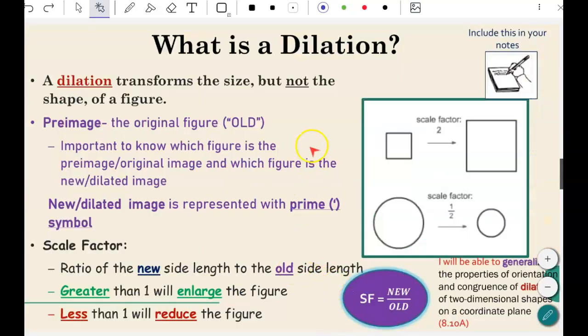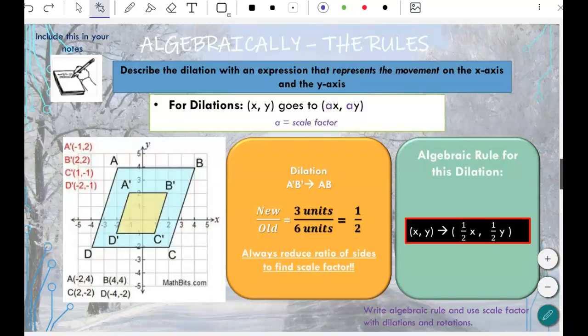So here we go. This is a review. Hopefully you remember this from yesterday's lesson or the previous lesson, so you should have this in your notes already. I'm not going to go over all of this in detail. Main thing, remember that the scale factor is the new side over the old side. If it is greater than 1, it is enlarged. If it's less than 1, it is reduced.